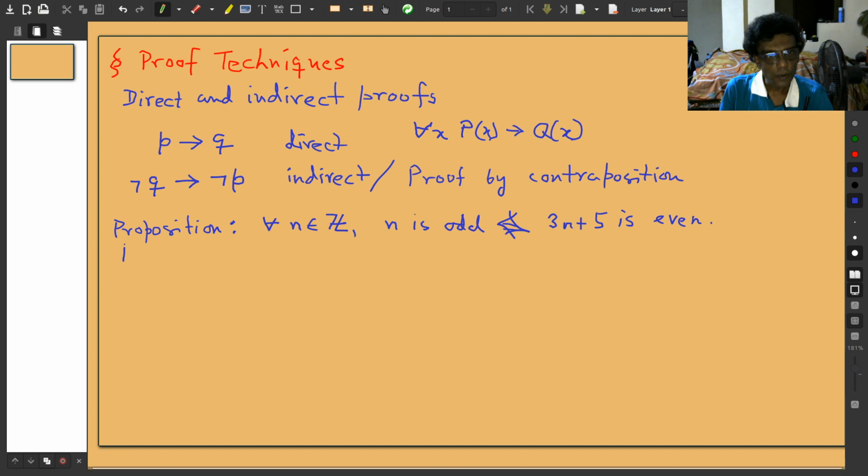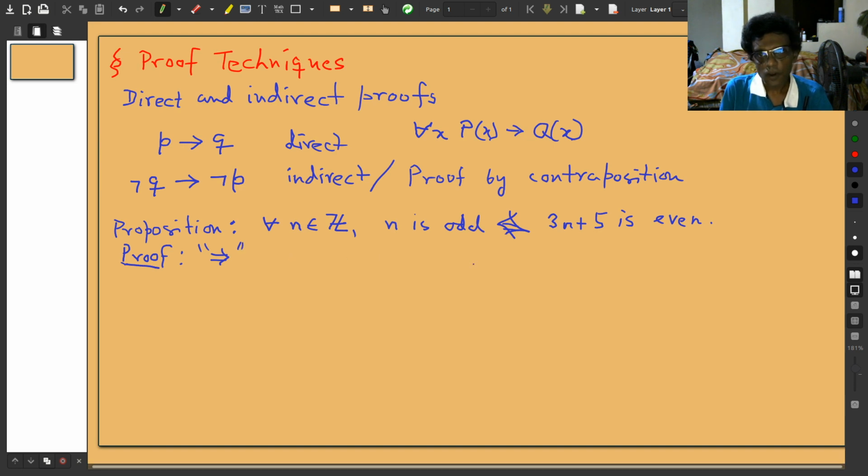Proof. Direct proof. First part, actually this is an if and only if statement. So I have two directions. So if n is odd, then I will prove 3n plus 5 is even. So this is, I will make a direct proof. Okay. So n is odd means I can write n as something like 2k plus 1 for some integer k. If that is the case, what is my 3n plus 5?